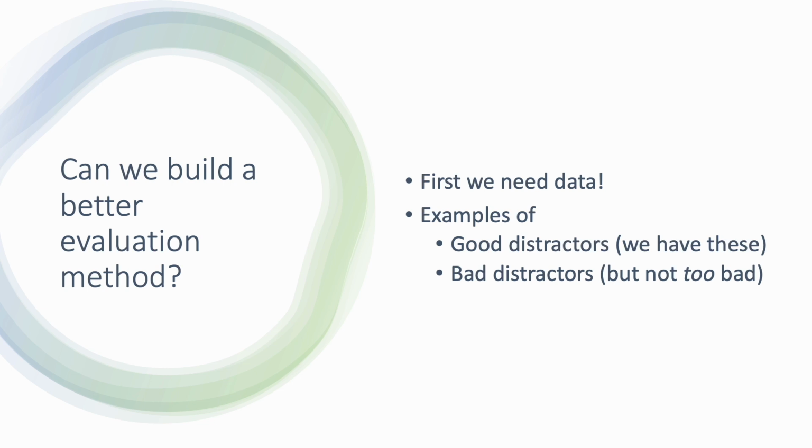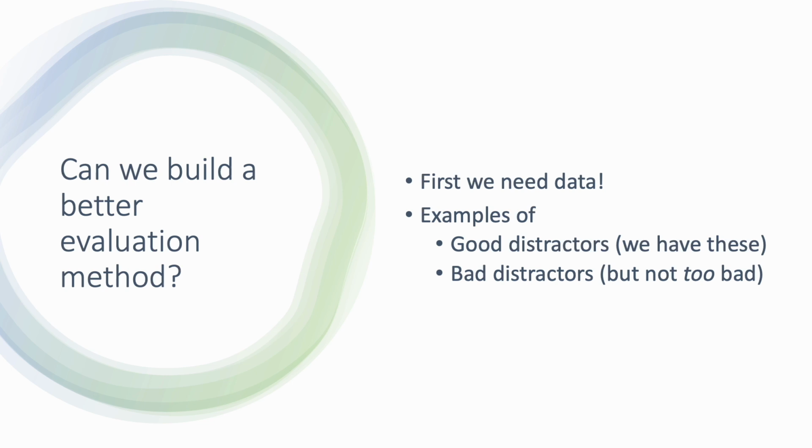So the question is, can we build a better evaluation method? Can we do better than the typical machine translation techniques that have been used so far? Well, first we need some data. Our plan is to train a new model that can produce scores for generated distractors. And in order to train that model to produce scores, we need examples of good distractors. Those are easy because we have them in our data set of multiple choice questions.